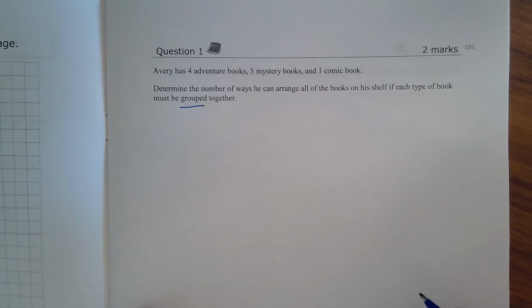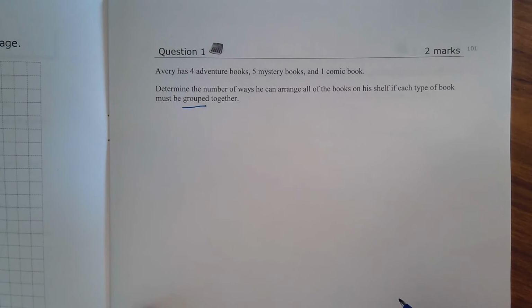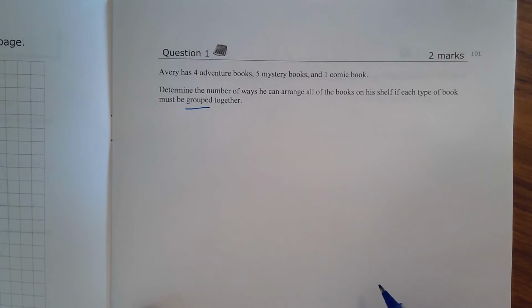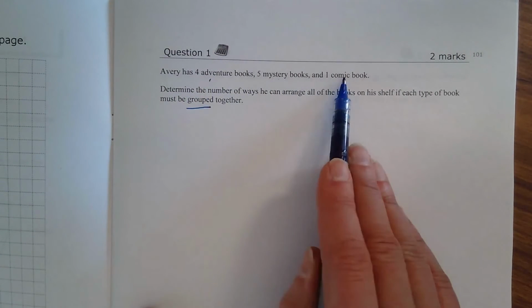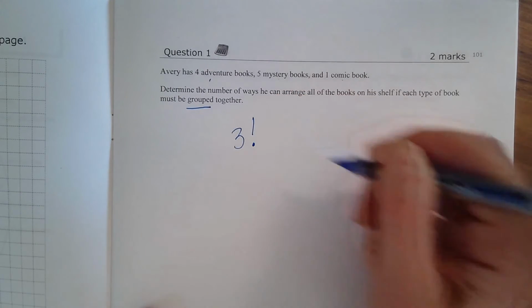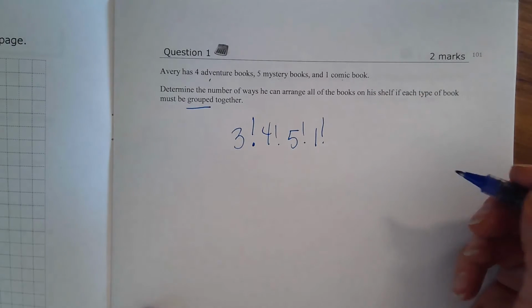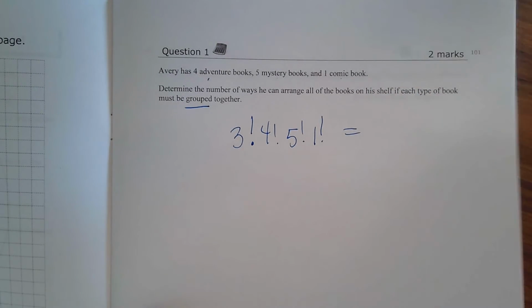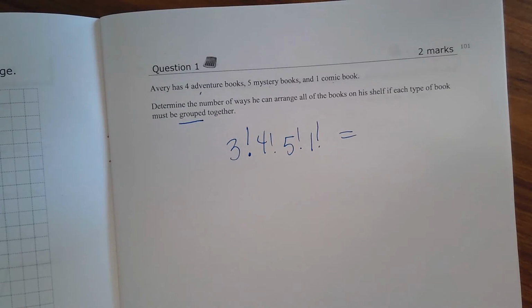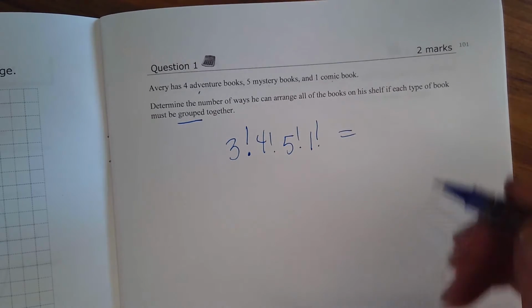What do I want to do here? I'm going to move this up. Okay, it's grouping, right? So, number of groups. How many groups do we have? 3 groups: adventure, mystery, comic. I can permute the groups, then I can permute books within the groups, right? And then you're going to find the answer, whatever that is. I have my calculator here somewhere. So 17280.